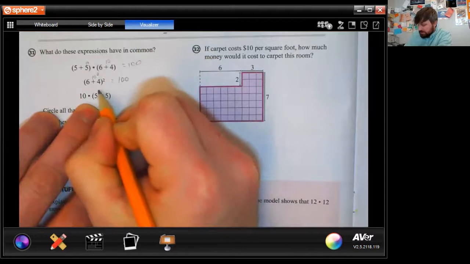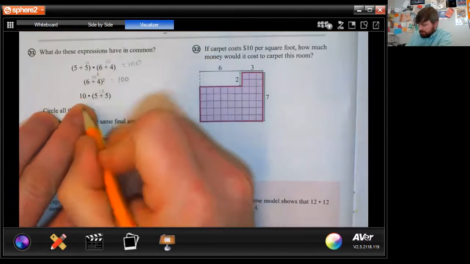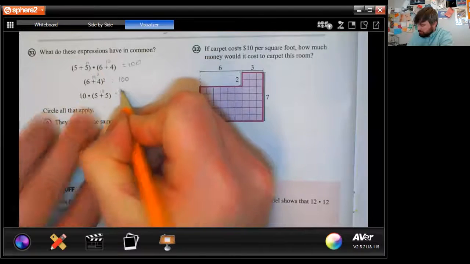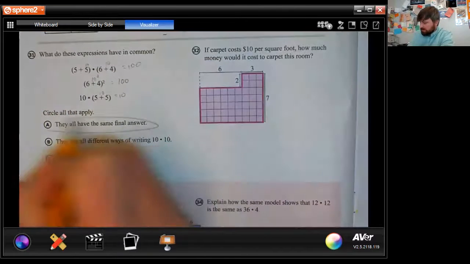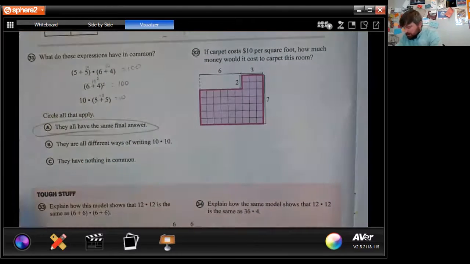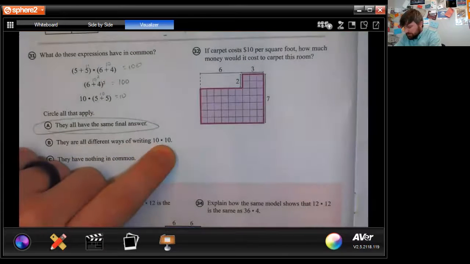5 plus 5 is 10. And then 10 times 10 is 100. So they do all have the same final answer. They are all different ways of writing 10 times 10.